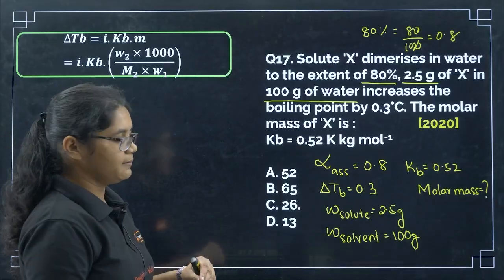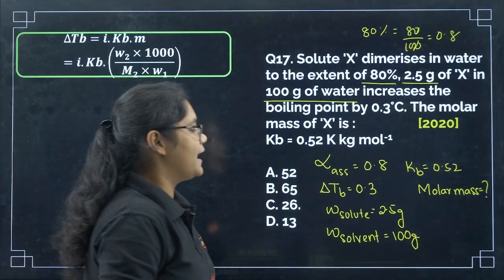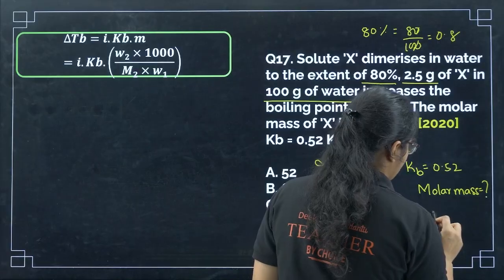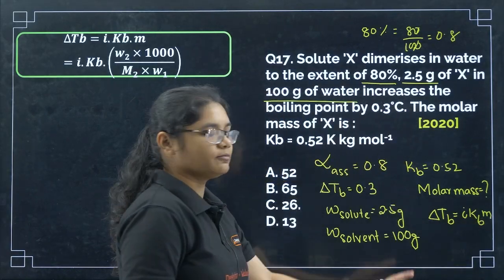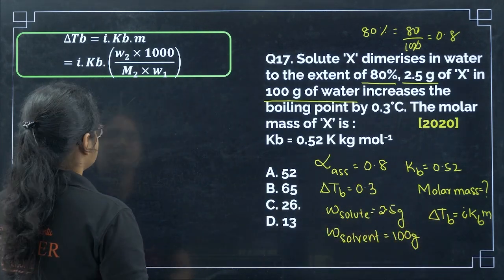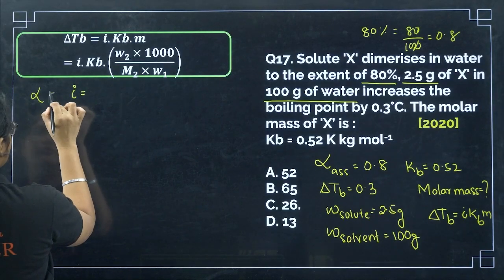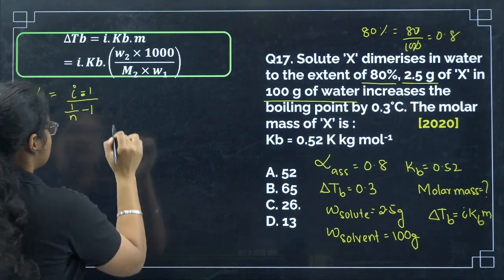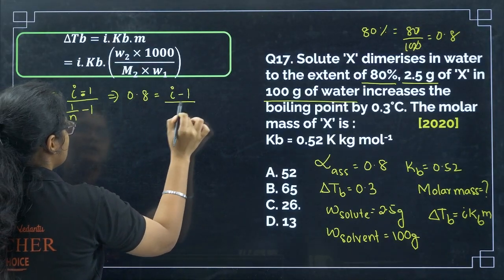So first of all, if you remember, when there is ionization, dissociation or association, we have the formula like this: delta Tb is equal to i into Kb into m, right? This formula is with us. So I have to first find the value of this i. How to find that? Alpha is equal to i minus 1 by 1 by n minus 1 for association. So now if I substitute this, 0.8 is equal to i minus 1 by 1 by 2.